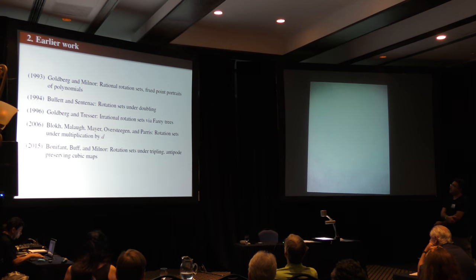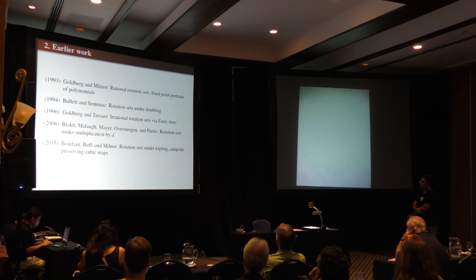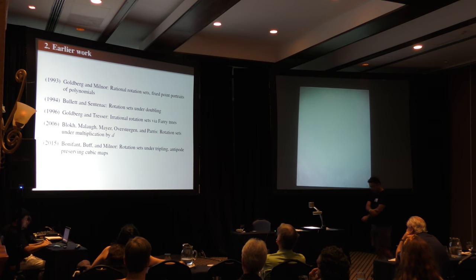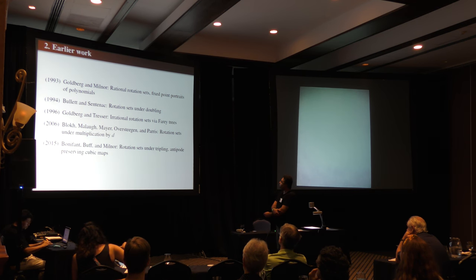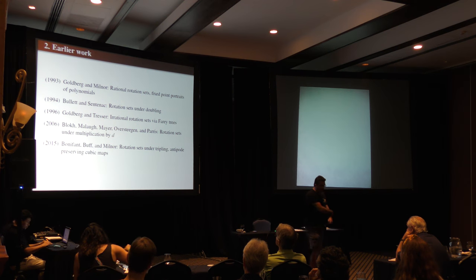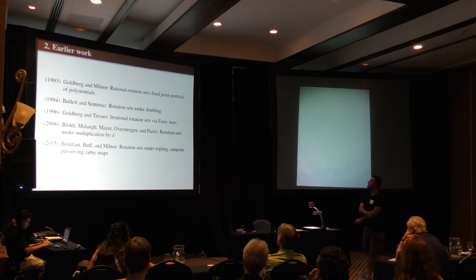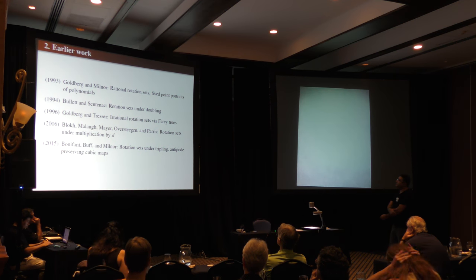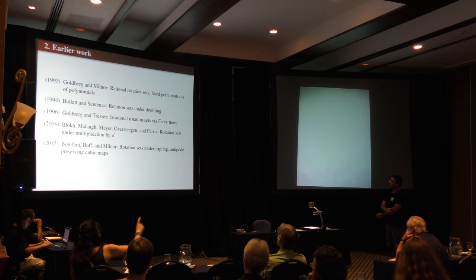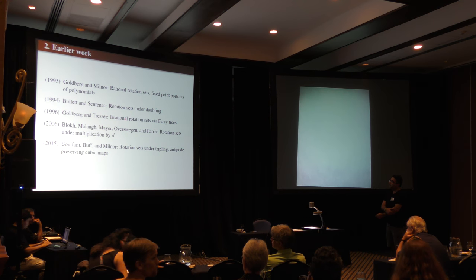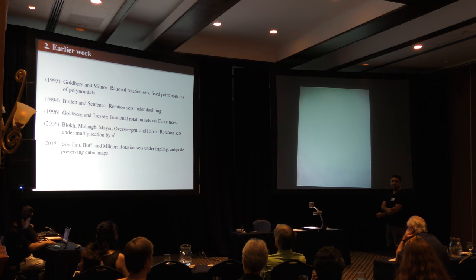There is a paper by Bullett and Sentenac on rotation sets under doubling, inspired by ideas of Douady. So they basically characterize such rotation sets. They talk about rational and irrational cases and some number theoretic results. Then there is this work of Goldberg and Tresser that is more or less the irrational version of Goldberg and Milnor.